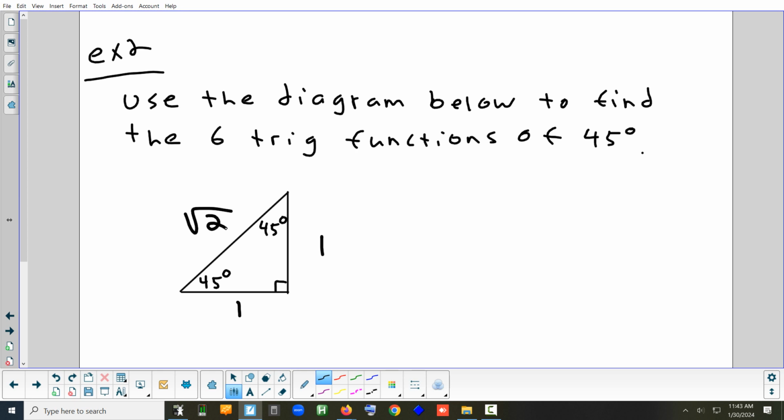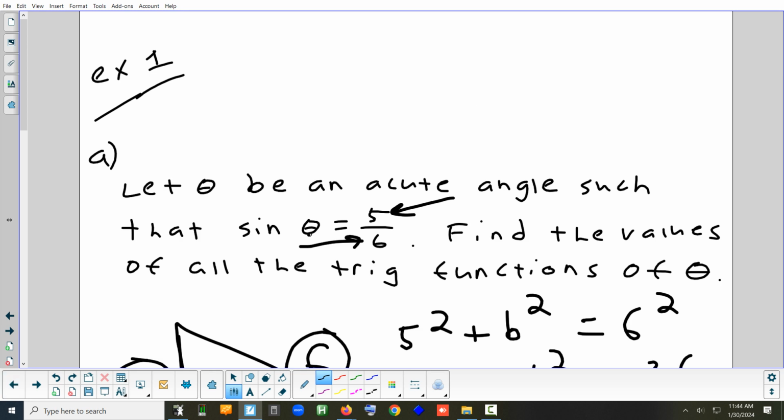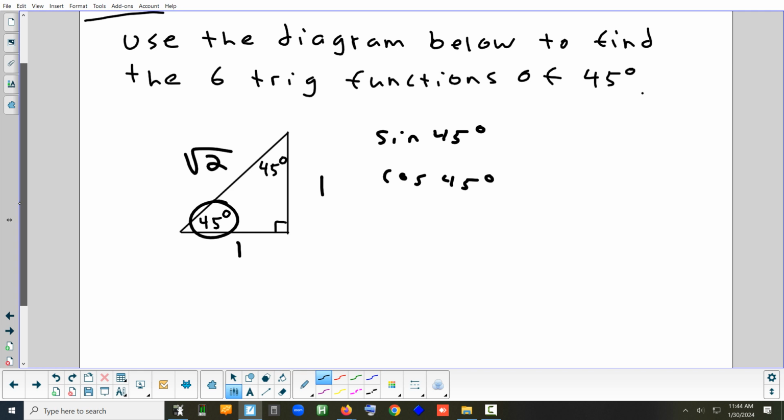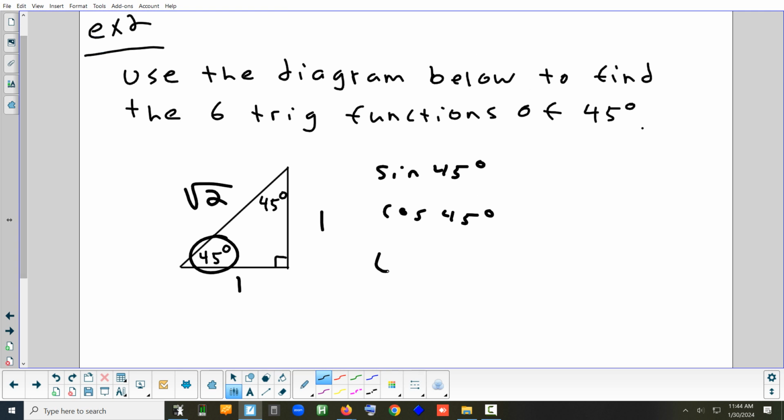Now, it says 45 degrees. So which angle should be our perspective? Either one. It doesn't matter because if you pick this one in the bottom, opposite is 1. If you pick this one at the top, opposite is still 1. Doesn't matter. It's going to come out the same. So let's pretend like we're standing right there. The only difference in this problem is we actually know the size of the angle we're working with. In the last problem, we had to use a letter. We didn't know what it was. Doesn't change how we do anything though.